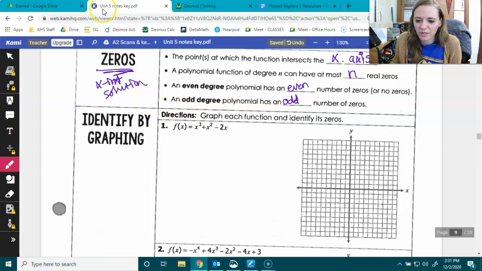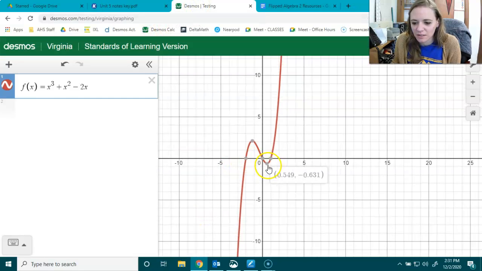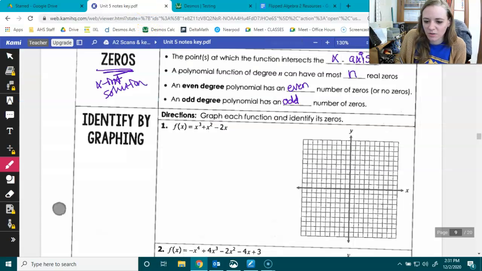So, example number 1, I've already put into Desmos, graph each function and identify its zeros, so where it crosses the x-axis, like I was kind of saying in the last video. So click right here, where it crosses the x-axis. One of them is at -2, so really when you're doing x-intercepts or solutions, you only have to say what the number is in the x position. So -2 would be our lowest one.